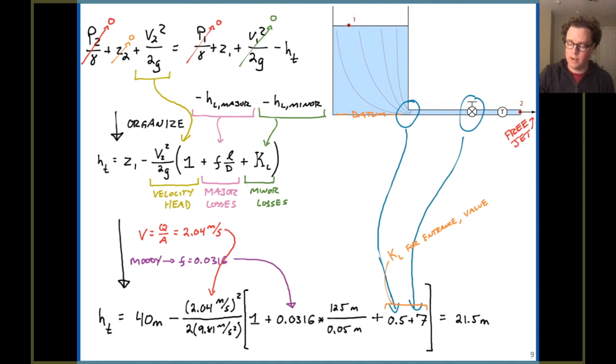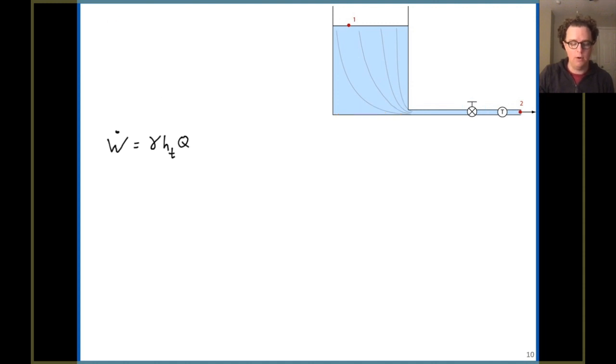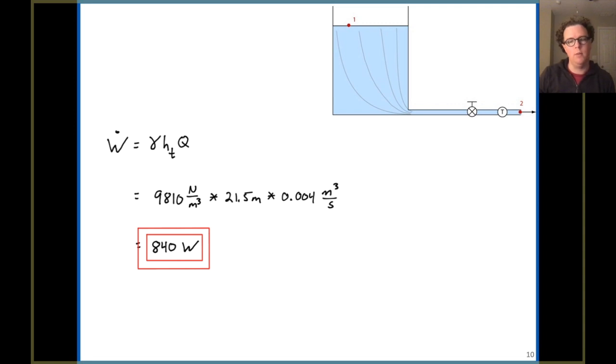Now that's not what we were asked for. We were asked for the power the turbine could generate, and so this is just to remind us all how we convert head into power or work rate. So specific weight of water, 9,810 newtons per cubic meter, multiplied by the head for our turbine, 21.5 meters, and our discharge of 0.004 cubic meters per second. And I get a work rate or a power of 840 watts that this could take out of the system.